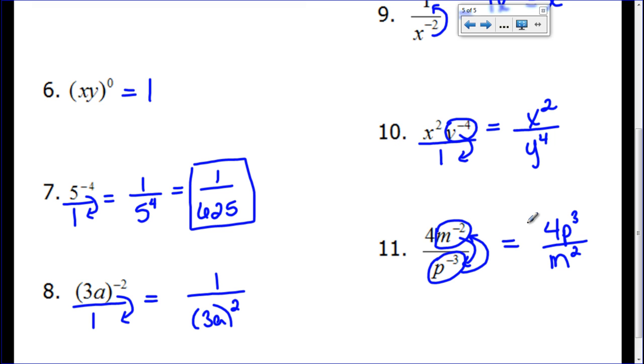The other thing to remember is that anything to the power of 0 is equal to 1. So that's what I want you to get out of this, those two things.